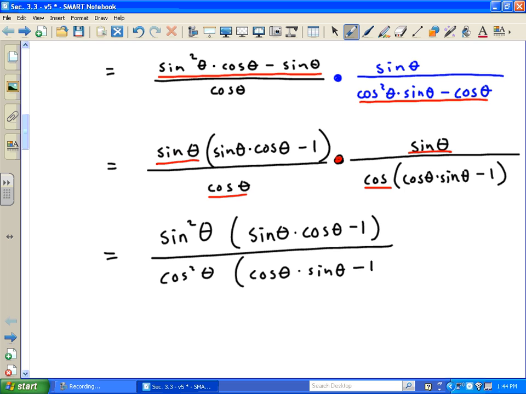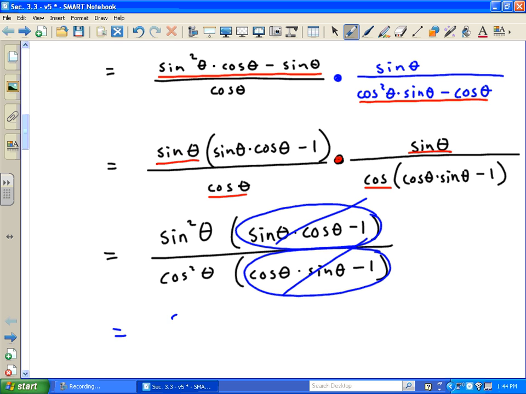At this point, we can notice that the term in parentheses on the top and the term in parentheses on the bottom are actually the same term. It doesn't make a difference that the sines and the cosines are multiplied out of order. That being the case, those two terms as a whole cancel out. That leaves us with sine squared of theta over cosine squared of theta. Well, sine over cosine we know is tangent. So sine squared of theta over cosine squared of theta is tangent squared of theta.